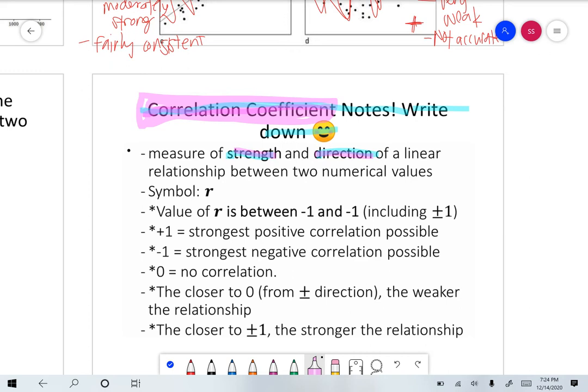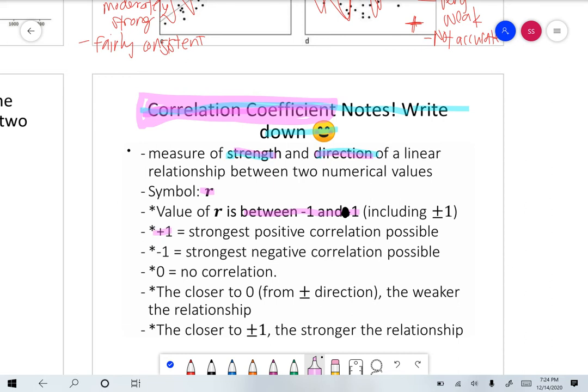The symbol that we use for the correlation coefficient is r. Okay, so if you ever see r equals, it's talking about the correlation or the strength and direction of a linear relationship. Okay, the value of r will always be between -1 and 1, including -1 and 1.